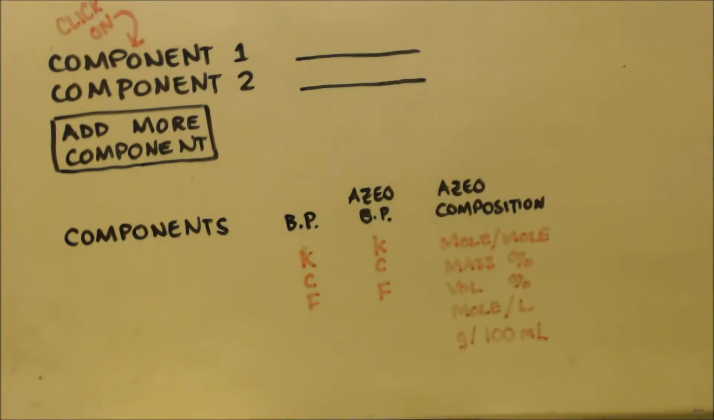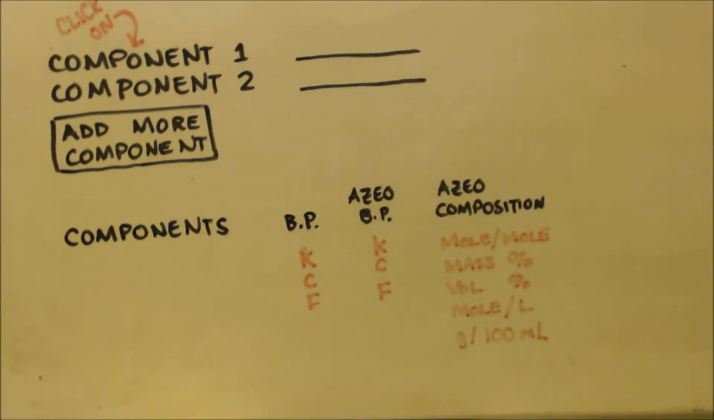Now you can have the boiling points being Kelvin, Celsius, Fahrenheit. I don't know why they don't have Rankine if they're going to have Kelvin, but I guess because Rankine is English and it's not decimal or whatever. Metric, so it's garbage. Then you got your azeotrope composition. You can put it in mole per mole, mass percentage, volume percentage, mole per liter, gram per 100 milliliters. You can click on that and get a different one, whatever you want.